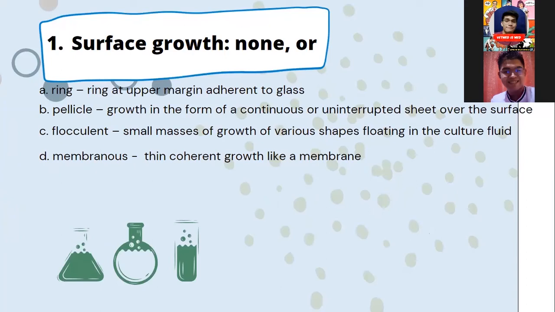Surface growth: none, or a ring at the upper margin adherent to the glass. It's possible that the bacterial strains originated from saltwater and benthic creatures' intestines. Protease production may be responsible for the presence of halos surrounding bacterial colonies when they develop in media such as R2A saline medium. Pellicle: growth in the form of a continuous or uninterrupted sheet over the surface.